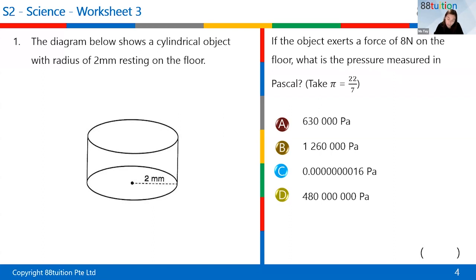When you want to calculate pressure, they gave you some information. There's pi given to you. Why do you think pi is required? Find the area of contact with the floor. So which part is actually in contact with the floor?